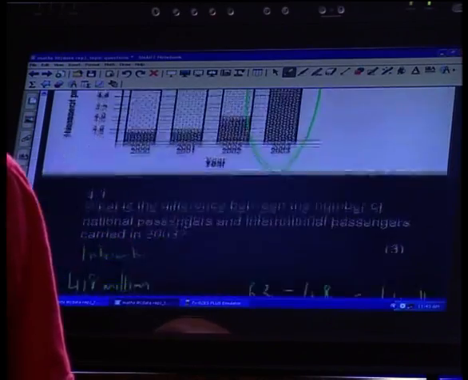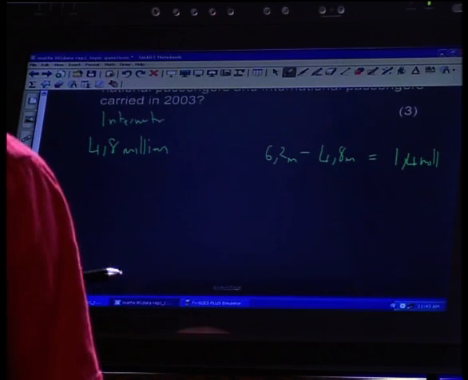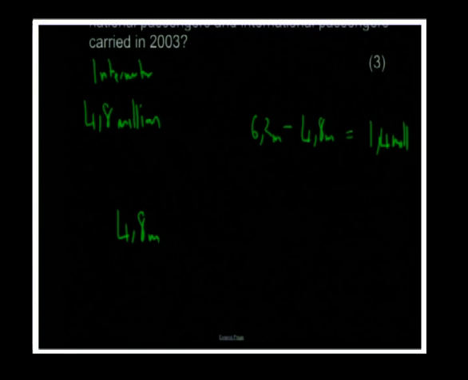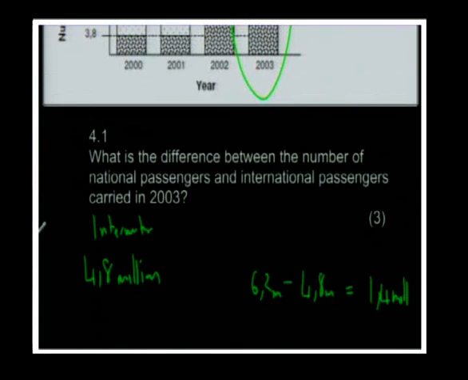Of course, the question, we're not completed yet. We need to actually find the difference between those amounts, and that means we've got to take the 4.8 million for the international passengers and subtract the 1.4 million for the national passengers. So the difference in those amounts is 3.4 million passengers. And that then answers the question, which says what is the difference between the number of national passengers and international passengers.